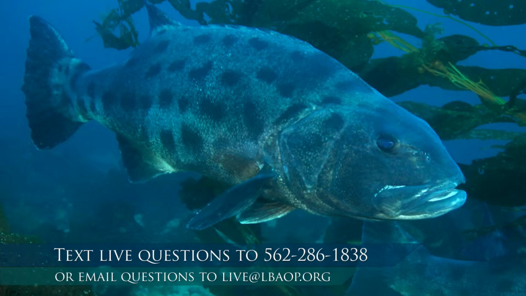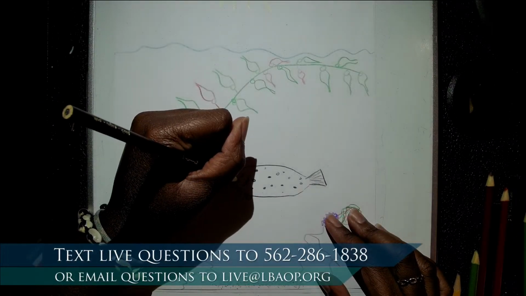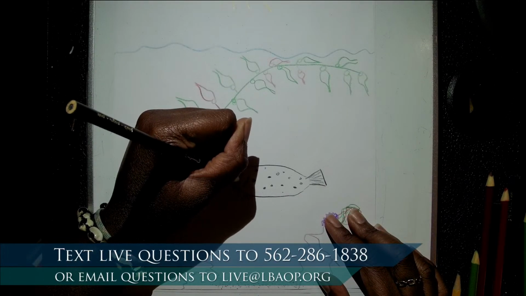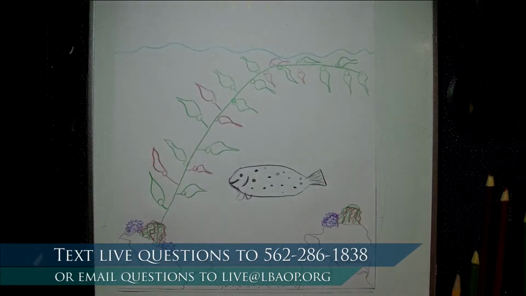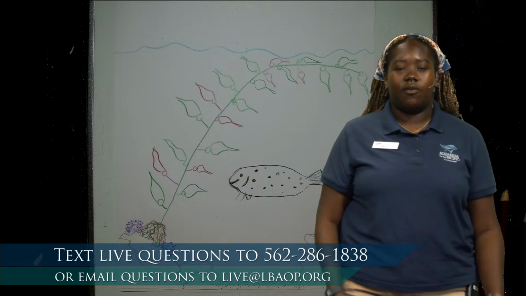So I'm going to draw some spots on our giant sea bass. And I'll do some lines here on the tail. There we go. Oh wait, I almost forgot the mouth. There we go. That will be its mouth. Yay! Now let's go ahead and see which other animal in our kelp forest we will meet.